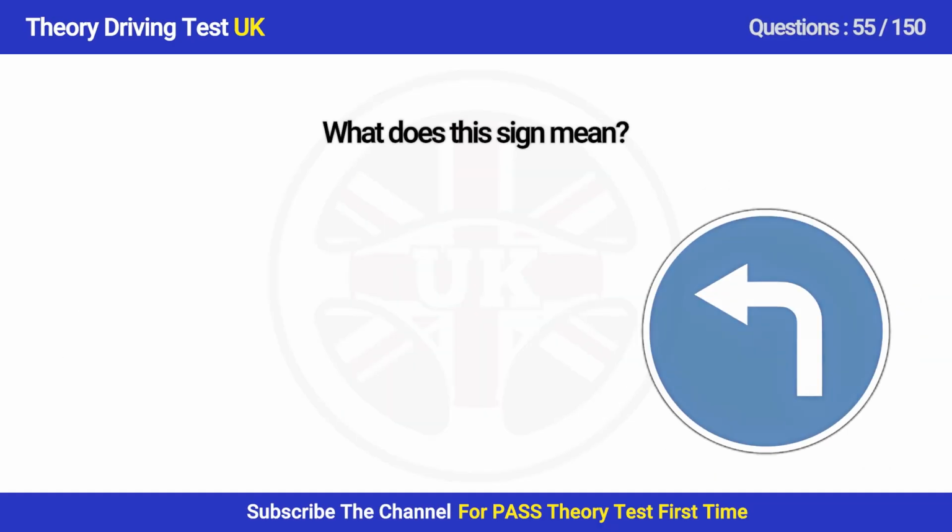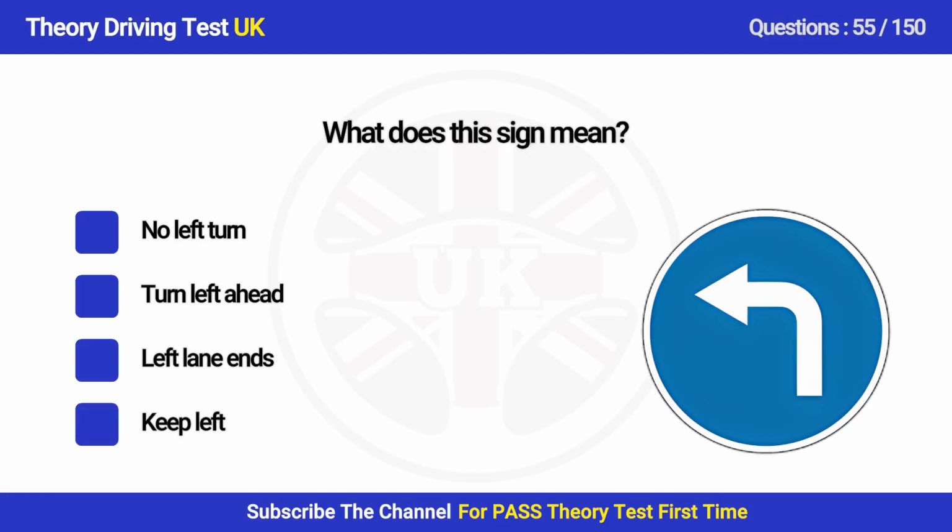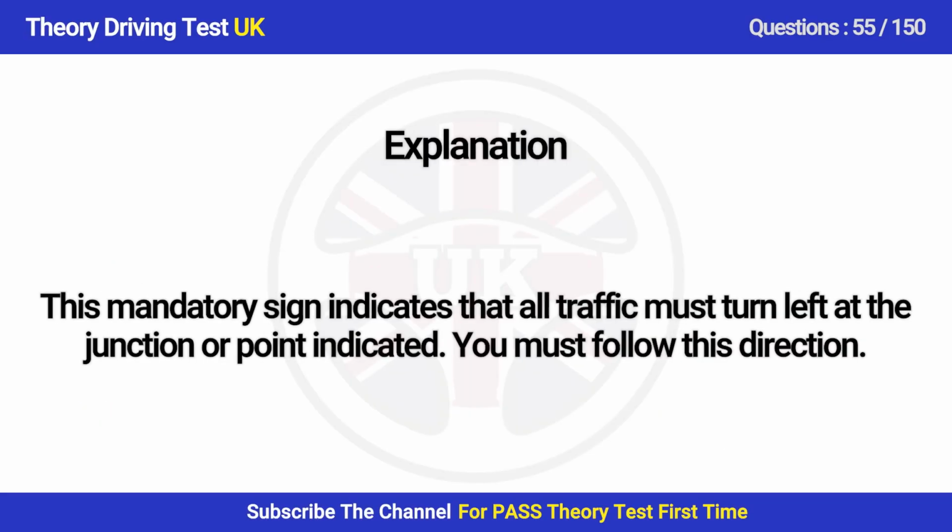Question 55. What does this sign mean? A. No left turn. B. Turn left ahead. C. Left lane ends. D. Keep left. Answer is B. Turn left ahead. This mandatory sign indicates that all traffic must turn left at the junction or point. You must follow this direction.